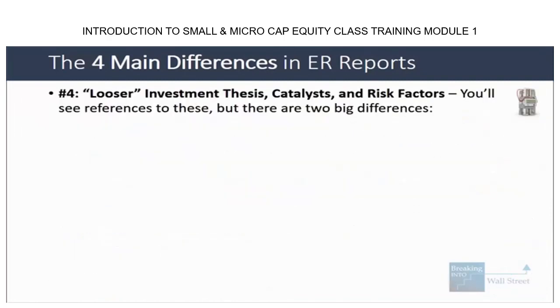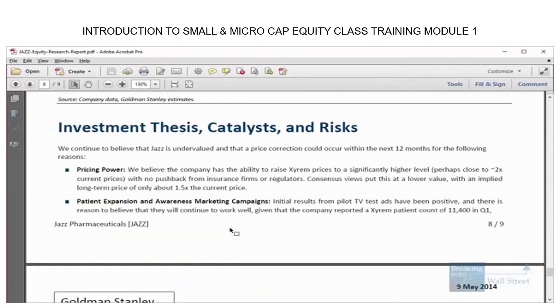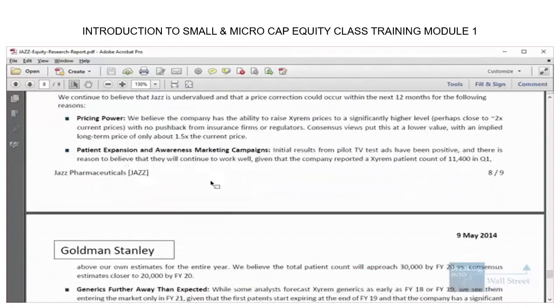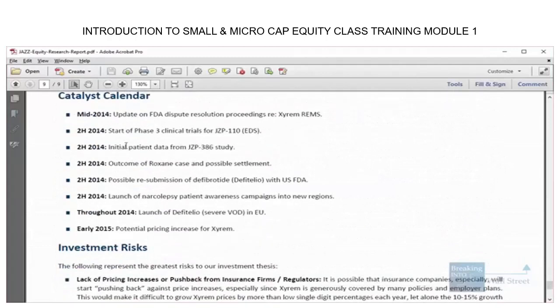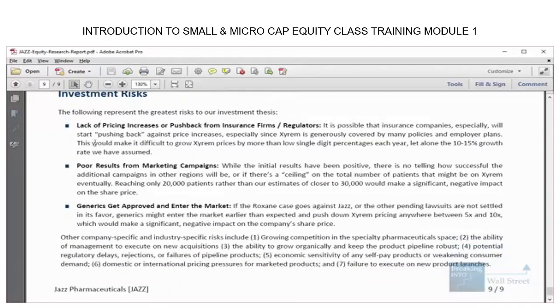And then the fourth and last major difference here is that the investment thesis, the catalysts, and the risk factors are all looser. And what I mean by this is that you will still see these in reports, but they are not quite as rigorously presented as they are in stock pitches. So in an equity research report, you might see a page or two that has the investment thesis, catalysts, and risk factors, and they'll mention a few reasons. They'll give a calendar of upcoming events that might influence the stock price. They might explain why you could potentially lose money by investing in the company.